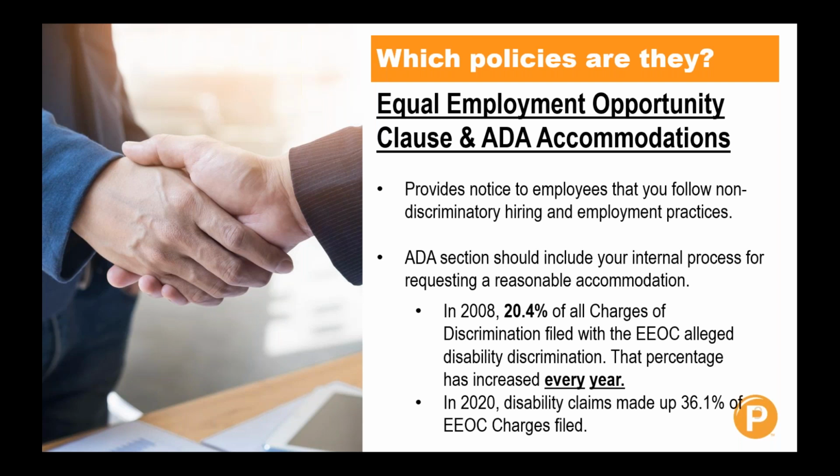So you can see in the slide that in 2008, 20.4% of all charges of discrimination filed with the EEOC, or the Equal Employment Opportunity Commission, alleged disability discrimination. And that percentage has increased every single year since 2008. And in 2020, disability claims made up 36.1% of EEOC charges filed. And just by way of comparison, race discrimination charges decreased by 3% in that same time span.